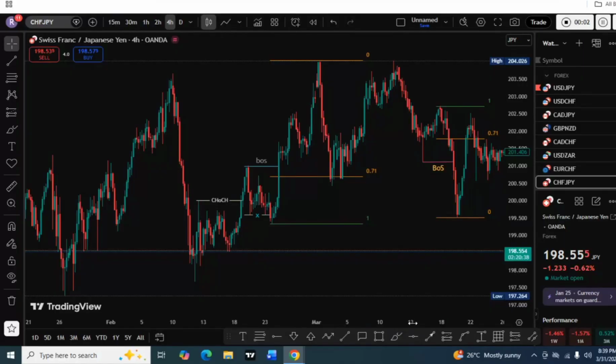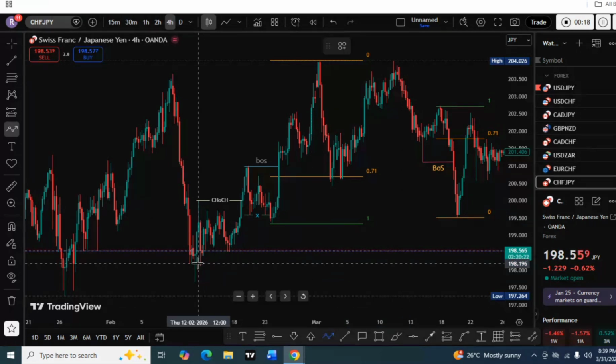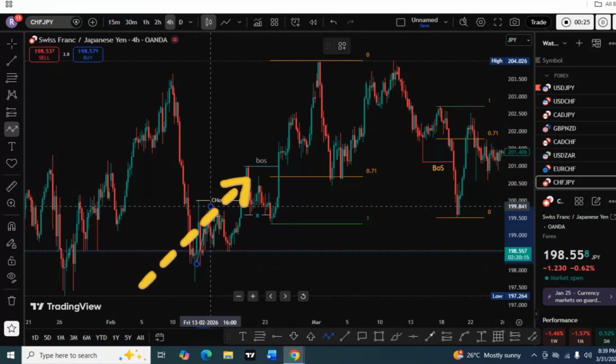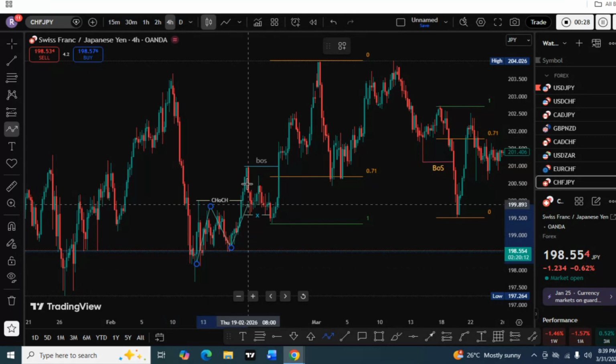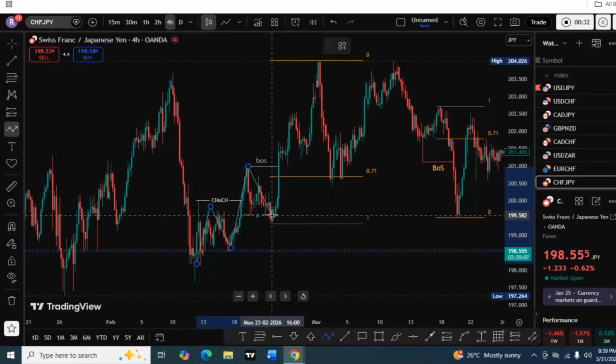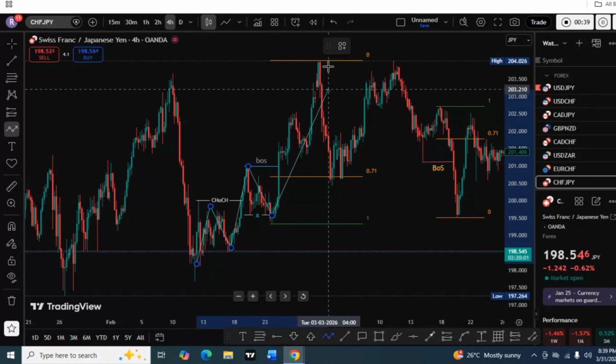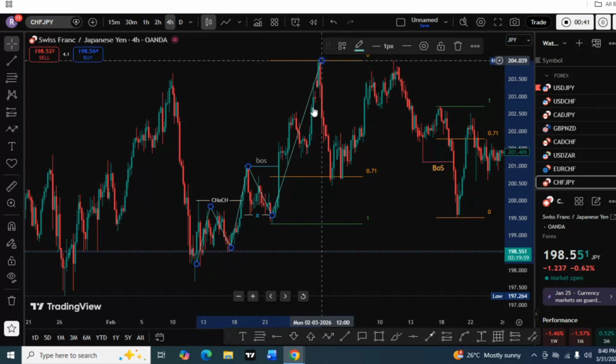So here traders, I'm going to show you my trading strategy that I use on a daily basis. Here I identify the market structure, and as you can see here the market is bullish. So I mark my levels, and you can see that the market is changing structure, and then it broke the structure. So it confirms that the market is bullish.